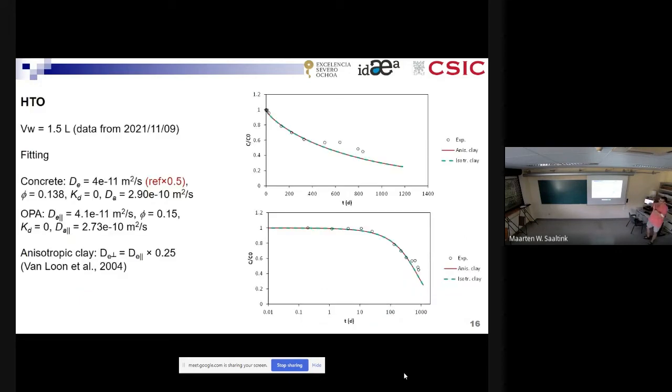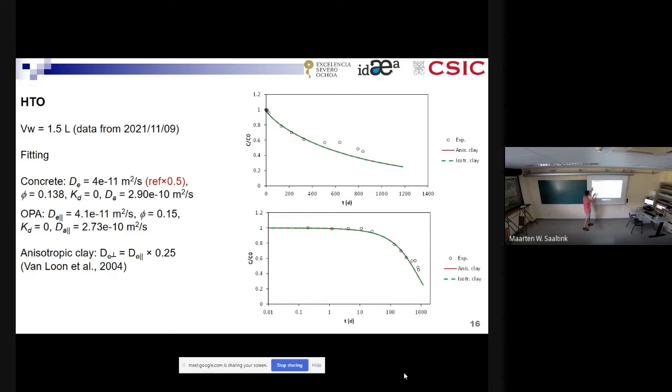So, this is the calibration. Before it was predictions. Now this is a calibration based on the measured concentrations in the circulation system. Also, the volume of water before it was 1.65, but it seems that they actually use 1.5. Volume is a bit smaller than before, and now I've done fitting.